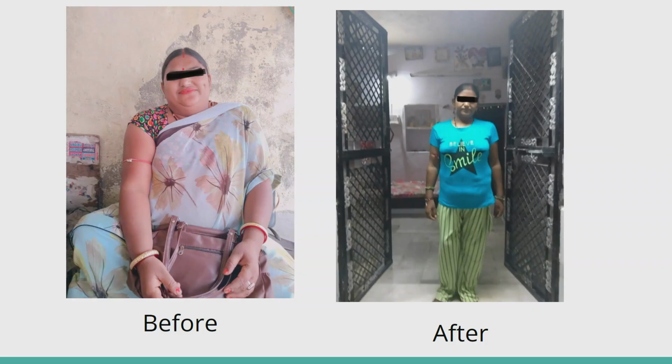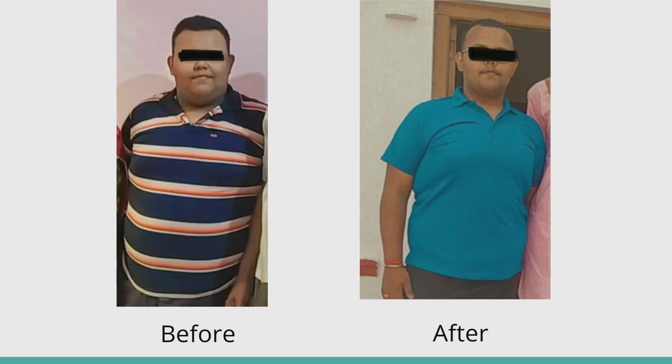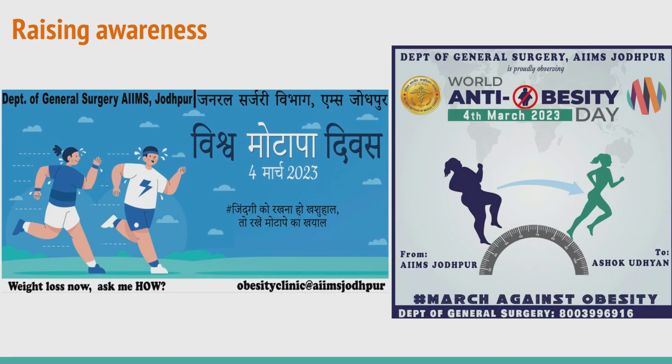This lady also had a very good effect of the bariatric surgery. And this is a young patient, an 18-year-old boy who had an amputated limb. He was handicapped, with a BMI of more than 35, and we operated, and he is also doing well in terms of weight loss.